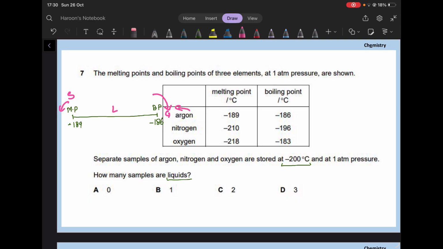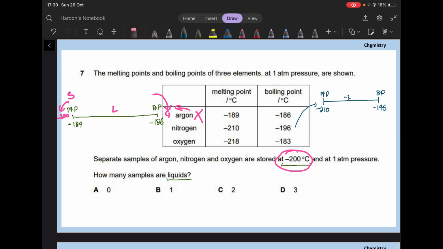So this was for argon only. They are asking how many of these would be liquids. At negative 200, would argon be in a liquid state? No, not really, because the temperature of negative 200 comes somewhere around here. It would be in a solid state. So argon is already out. Now I'll draw this for nitrogen. The melting point over here, the boiling point over here. The melting point is negative 210, the boiling point negative 196.